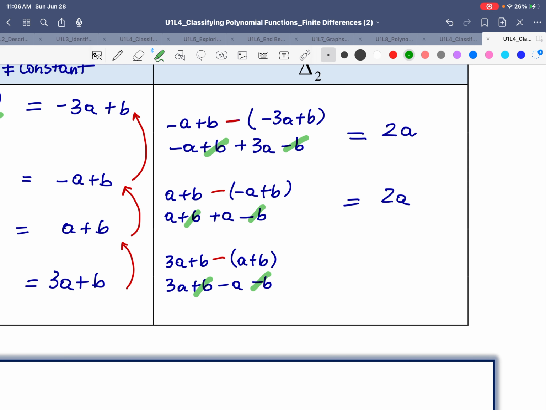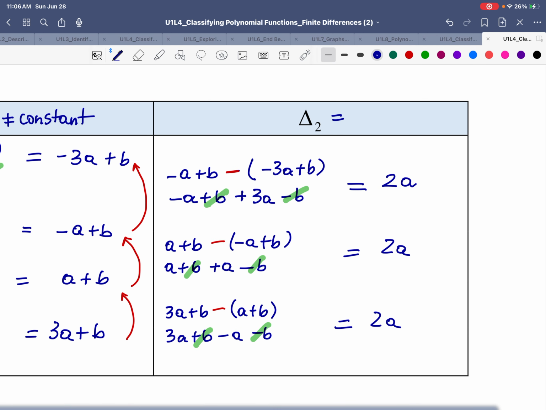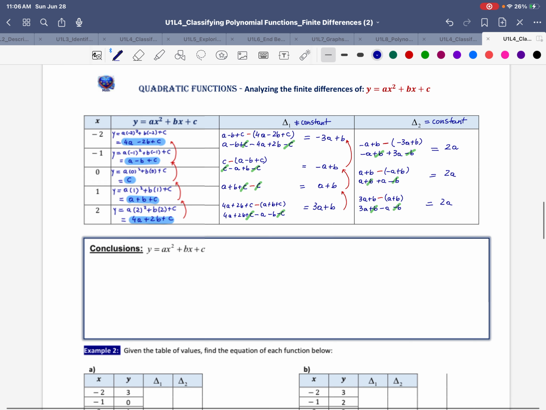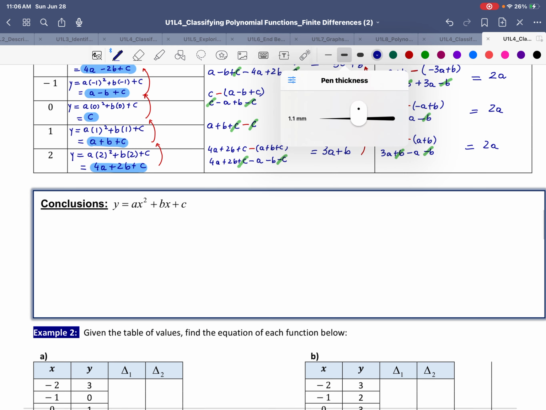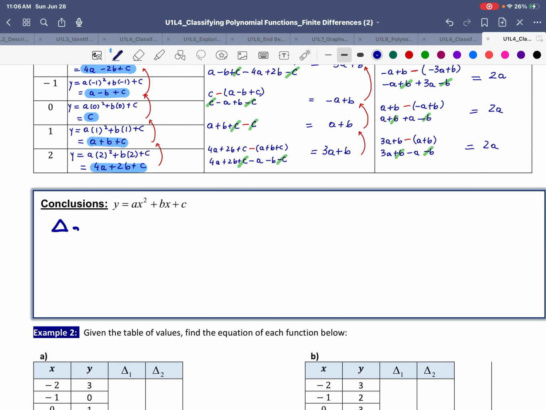b minus b adds to 0, and 3a minus a is 2a. So as you can see, delta 2, or the second differences, are constant, and that tells us that the function is second degree. So this is how we're going to draw the conclusions then. We're going to say that delta 2 is constant, which tells us that this is a second degree polynomial function.